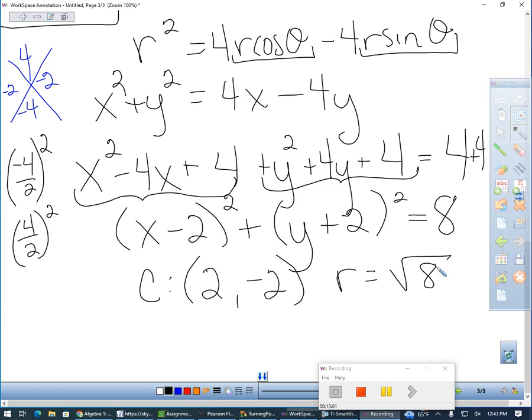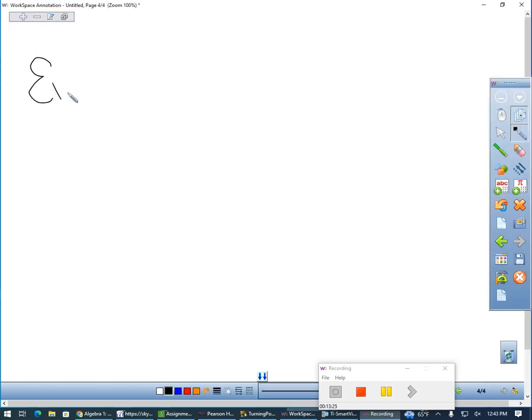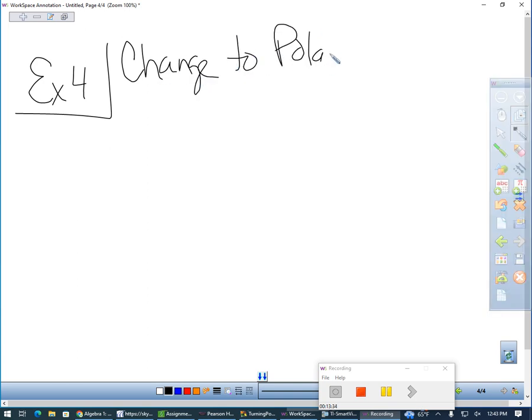All right, any questions? So let's do a couple going the other way. Here is example number 4. Let's change to polar. I'm going to give you, to start off with, 3x plus 4y equals 2.